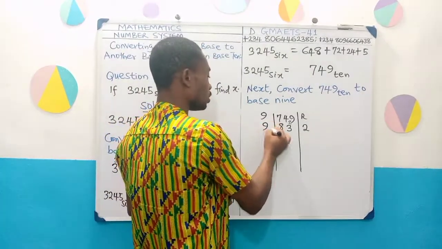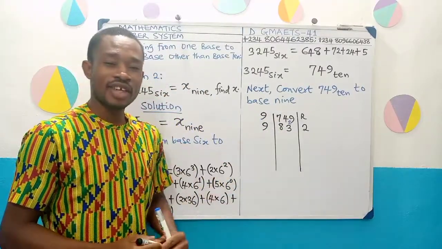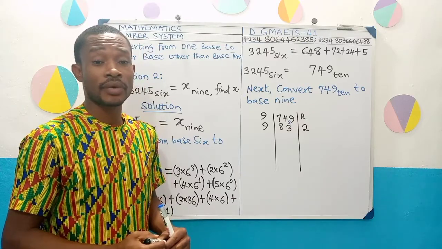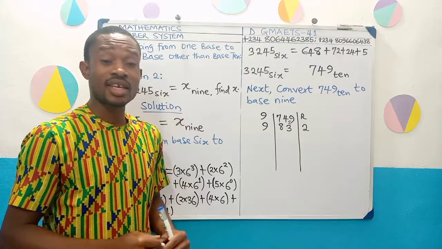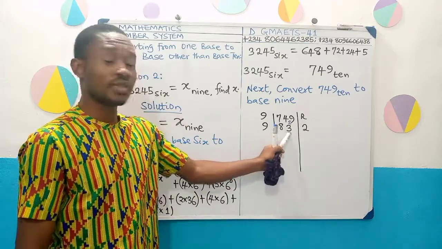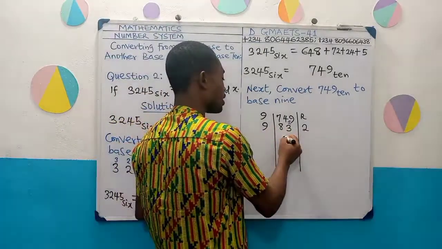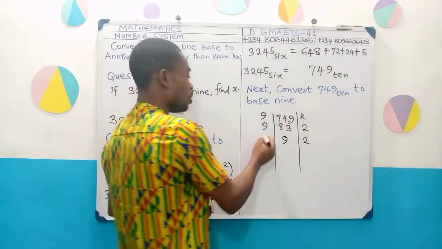Let's move on. We have 9, again going into 83. 9 can divide 83 how many times? From 9 times table, you find out that it can go into 83 9 times. That 9 times is 81 because 9 times 9 is 81. But you are dividing 83. So the remainder will be what? 2. 9 can go into 83 9 times remainder 2. So you put the 2 here. Are you following? We move on again.